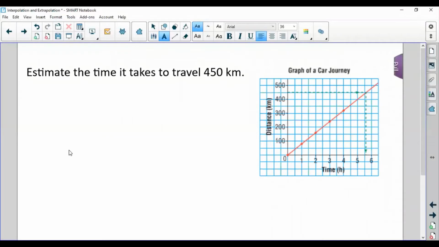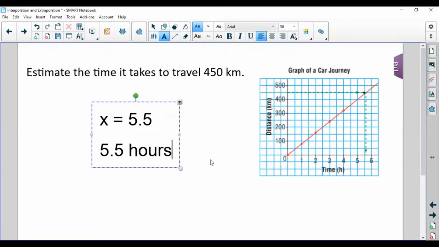Estimate the time it takes to travel 450 kilometers. So we extended out the graph. 450 kilometers is on my y-axis, so I find 450. Here's that point on my line, and the x value is 5.5. X equals 5.5. So that means it takes 5.5 hours to travel 450 kilometers.